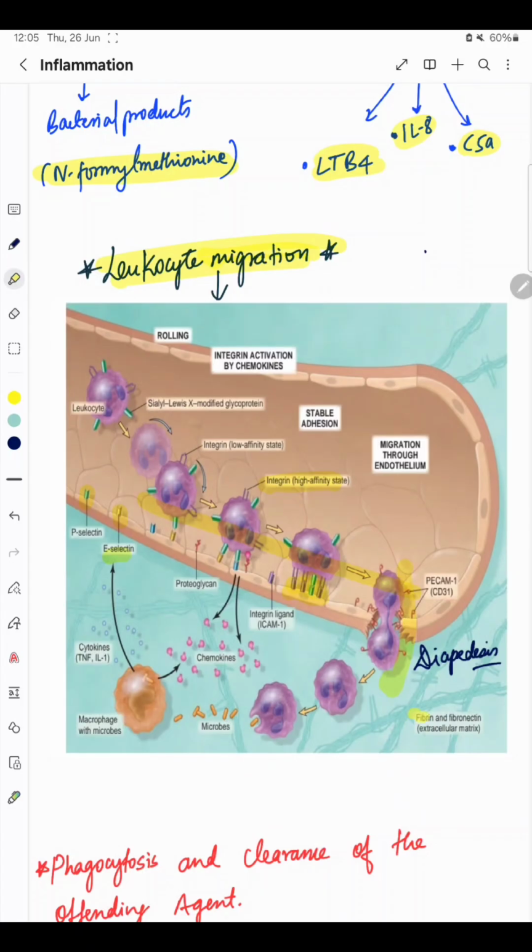Once the leukocyte is in the interstitium, it follows the chemotactic signal released by the macrophages or the microbes and reaches the site of the infection or inflammation, resulting in further phagocytosis of these microbes.